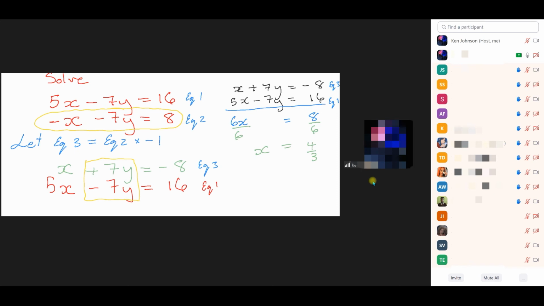All right, so this is it. X equals 4 over 3. And then we would substitute x equals 4 over 3 in one of the equations, and then we'll just go from there, right? After this step, you know exactly what to do. And so I'm not going to reteach that right now.